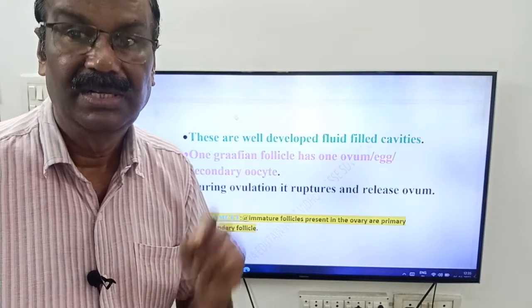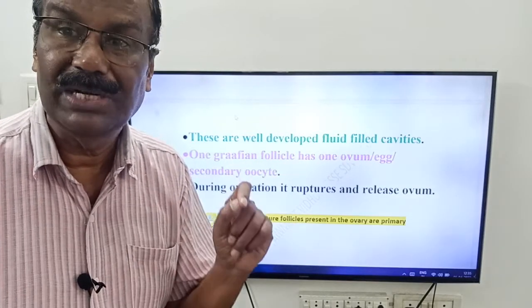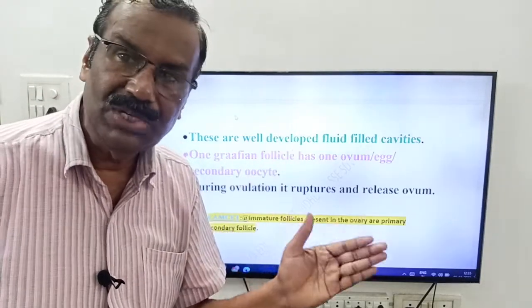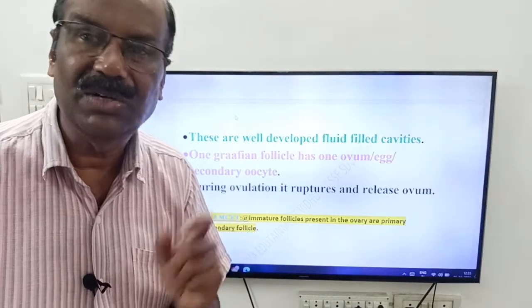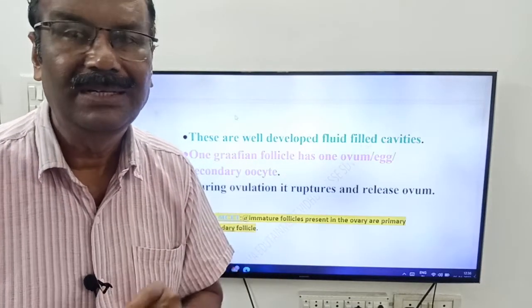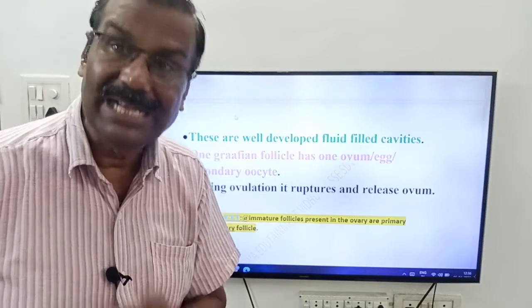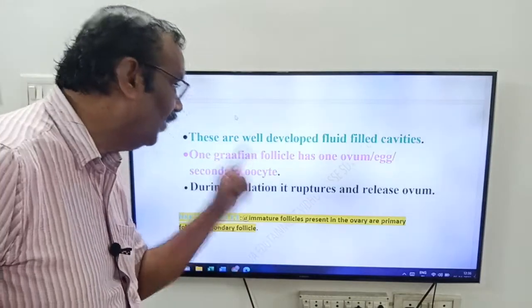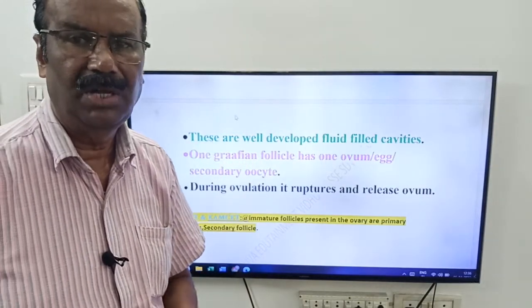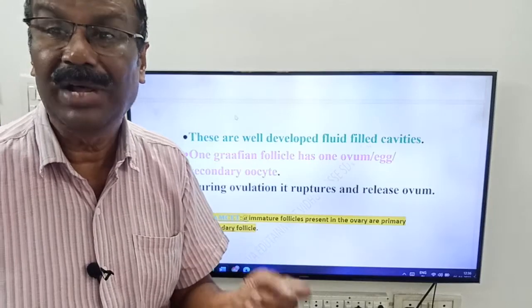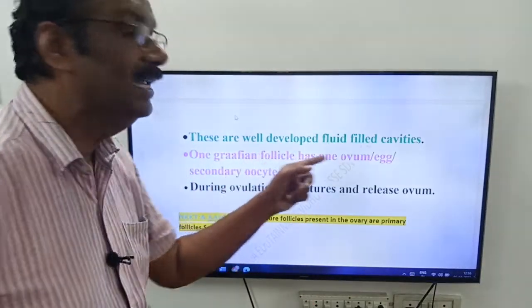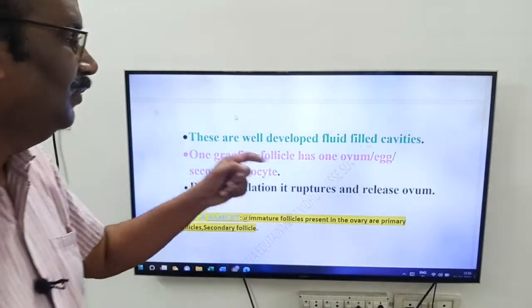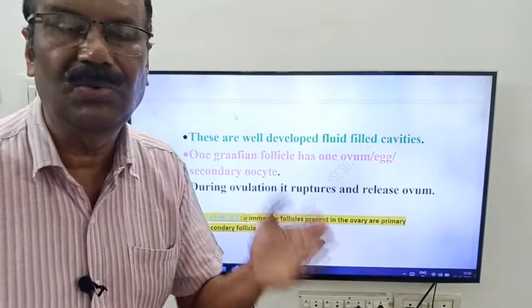So one Graafian follicle has one ovum or one egg or one secondary oocyte. Primary oocyte is not ovum, friends, it is an immature stage. This primary oocyte is modified into secondary oocyte, that is called the actual ovum or haploid female gamete, that is called the egg. Okay, friends. During ovulation, it ruptures and releases ovum.